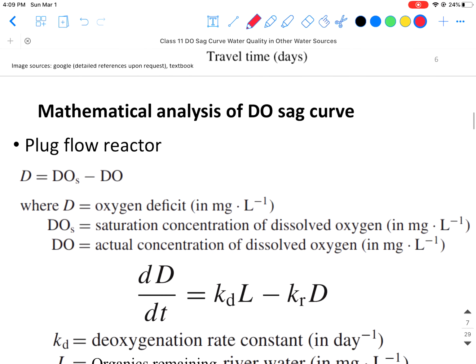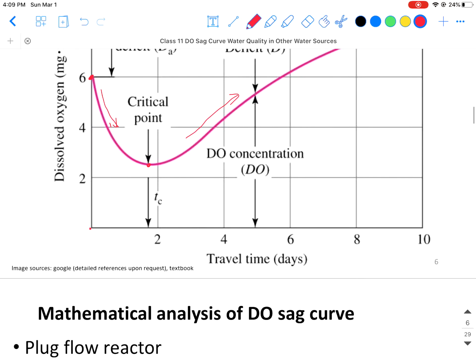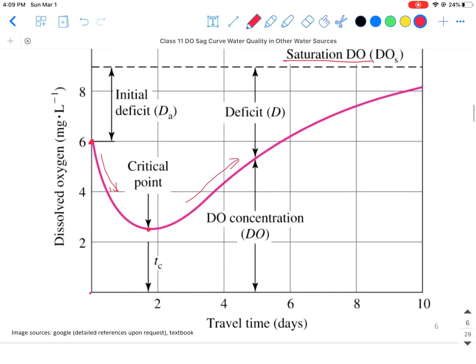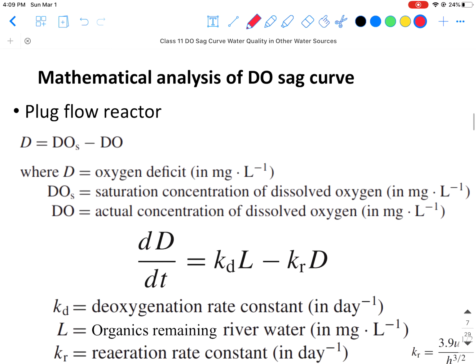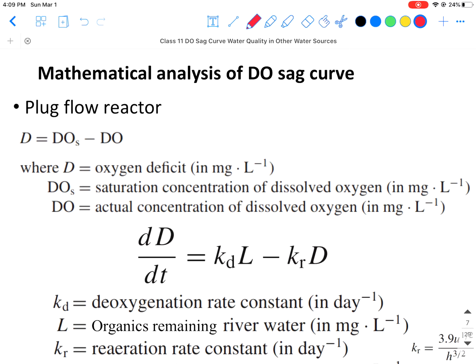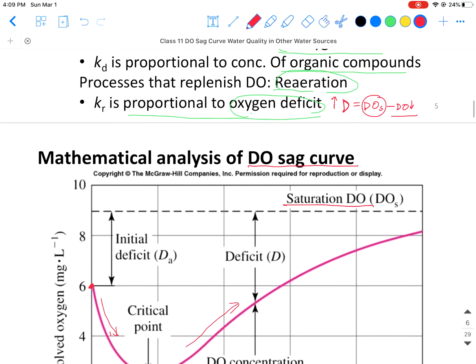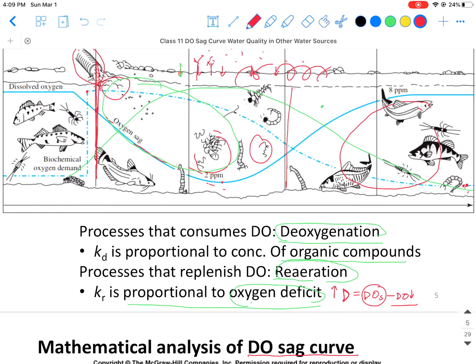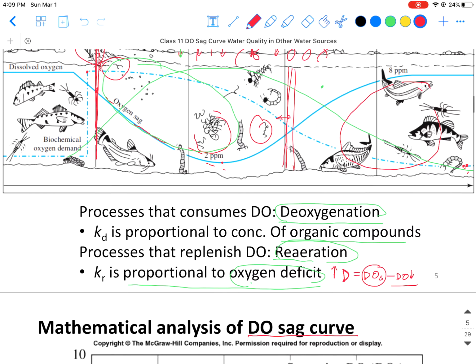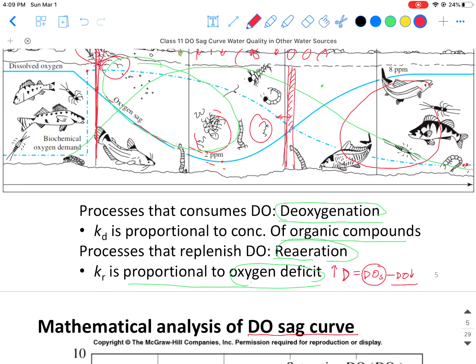So how do we mathematically predict where, for example, the critical point is and how fast the dissolved oxygen can resume back to normal? So what we're going to use is the concept that we learned in our earlier classes, which is the plug flow reactor. So if we can think of this river flow as a pipe, okay? So the river flow is going this way, right? And the reaction is only taking place in each slice here. Okay, so there's no reaction or there's no mixing before and after this imaginary boundary here. Okay, so all the reaction is taking place in this slice here.